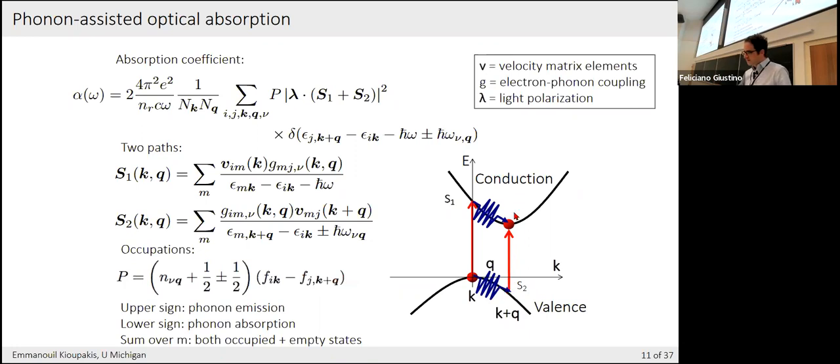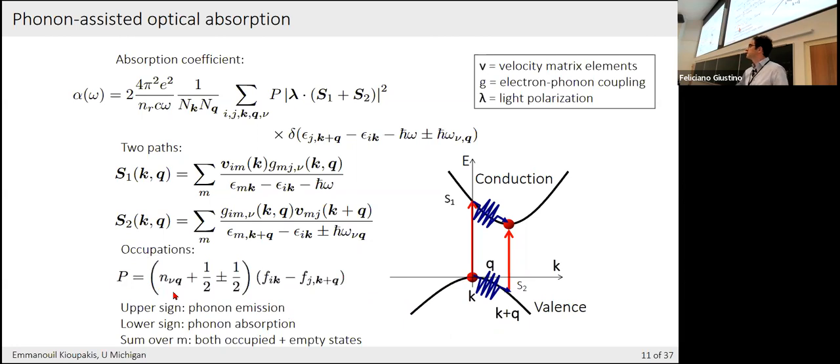Okay, so the sum extends over all states, both occupied and empty, in this energy. And the last factor is the occupation numbers, because we have to go from an occupied to an empty state. So we need to account for the occupation numbers of the initial and the final state. And also we need to absorb or emit a phonon.